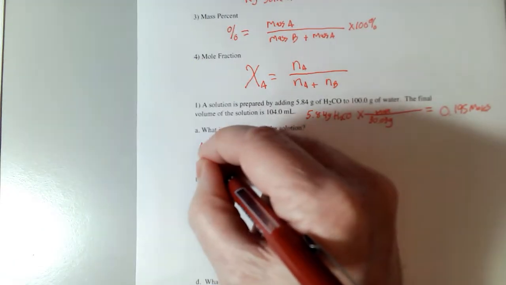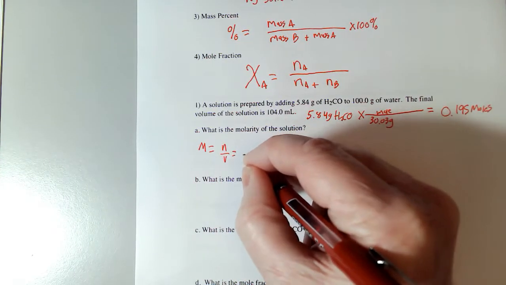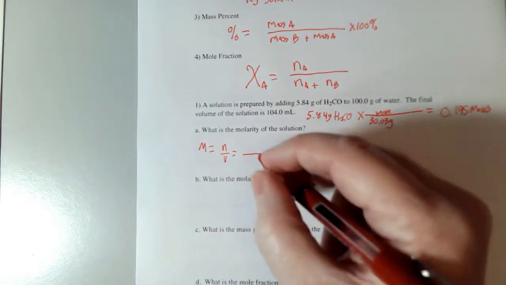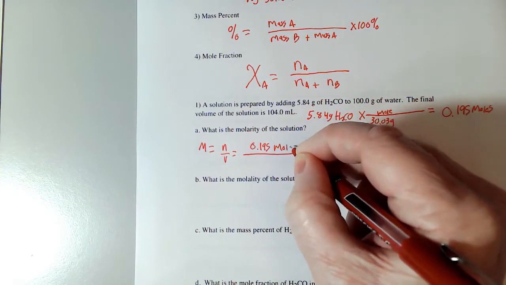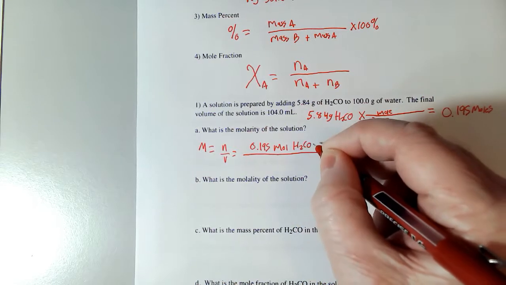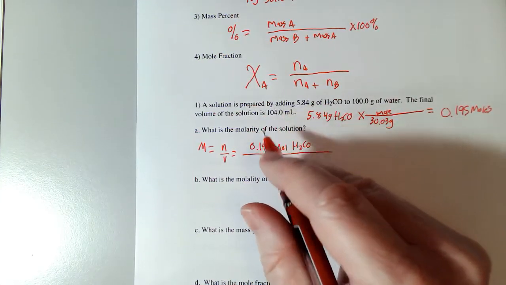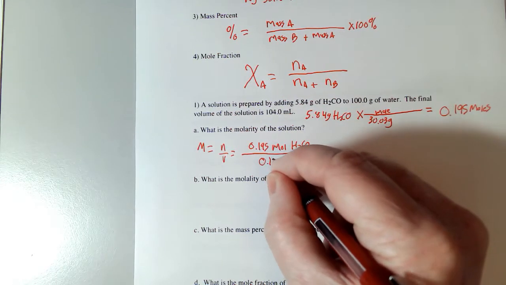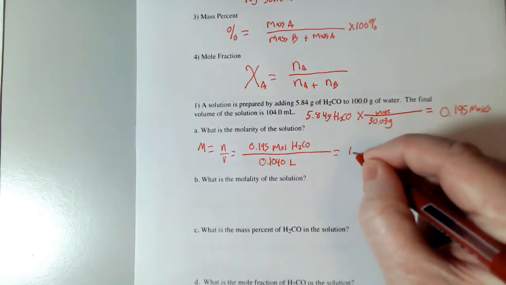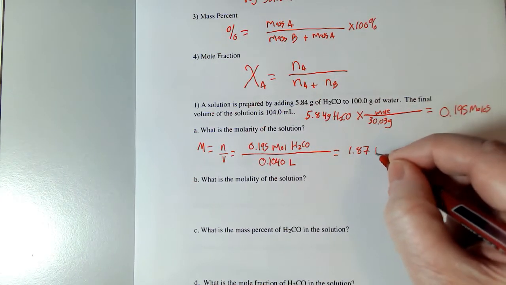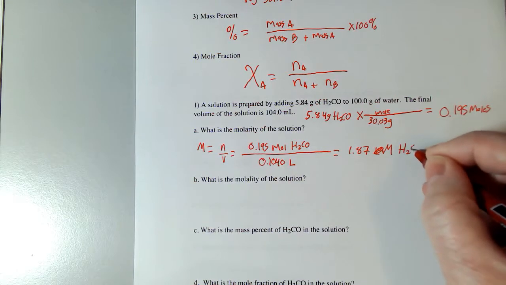So the molarity equals moles over volume, which equals 0.195 moles H2CO over, now the volume, 104 milliliters divided by 1,000, get 0.1040 liters, and that's about 1.87 molar H2CO.